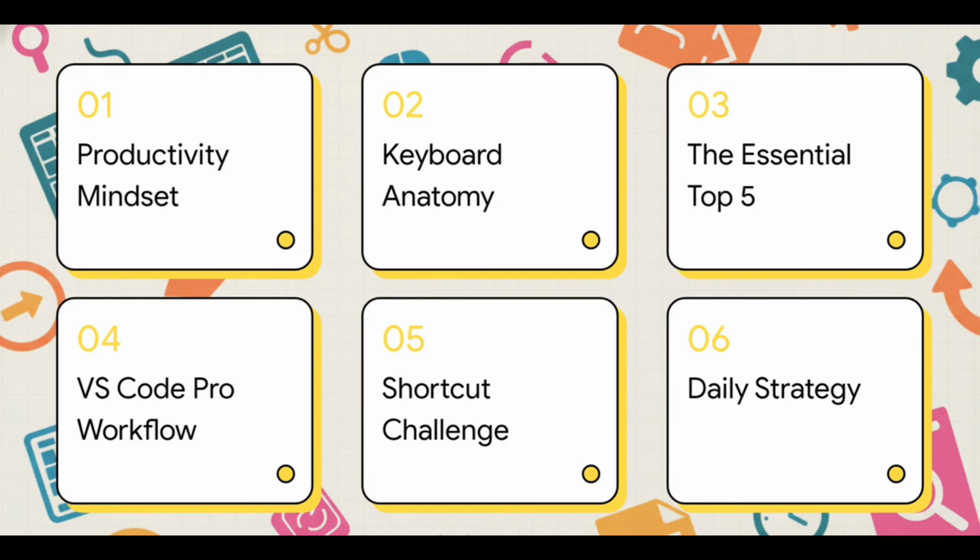So here is our syllabus for today, mapping out exactly how we are going to eliminate the mouse. We've got 6 sections. 1, the productivity mindset. 2, anatomy of the keyboard. 3, the essential top 5. 4, VS Code Pro workflow. 5, the shortcut challenge. And finally, 6, daily integration strategy.